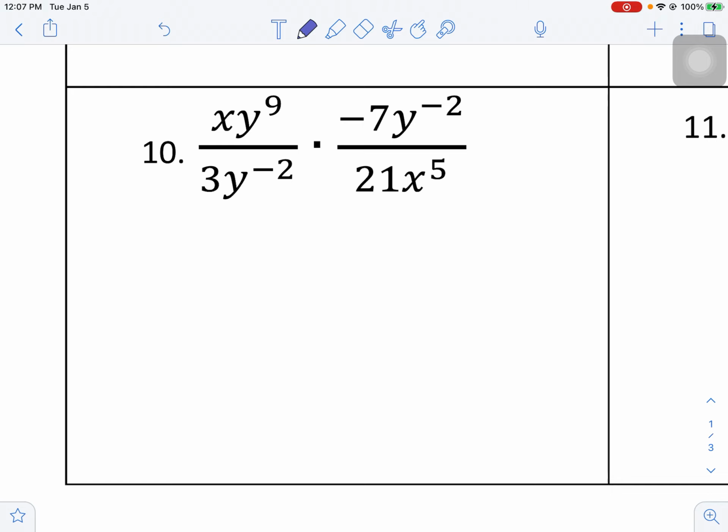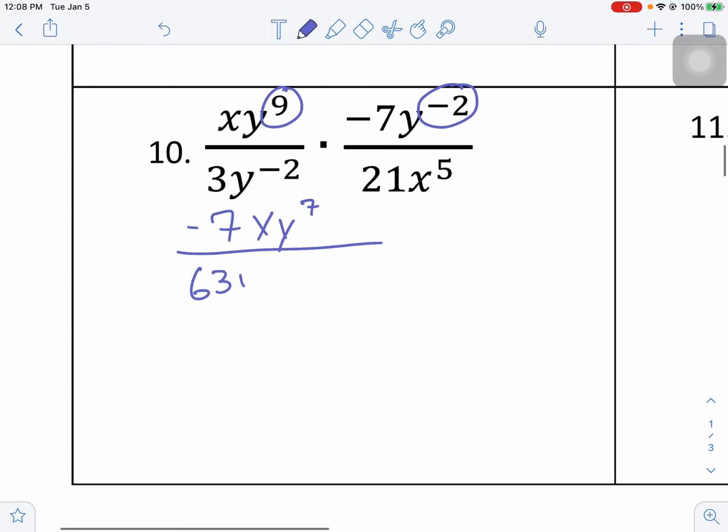Number 10, now we're starting to get into a lot more steps that we can be putting together here. Right away, off the bat, I see x, y to the 9, multiplied by negative 7, y to the negative 2. Usually, if there's no parentheses or anything, it's just nice to combine everything right off the bat, so let's do that. That's going to be negative 7x, y, 9 plus negative 2 is going to be 7, over 3 times 21 is 63. And that's going to be x to the 5th, y to the negative 2.